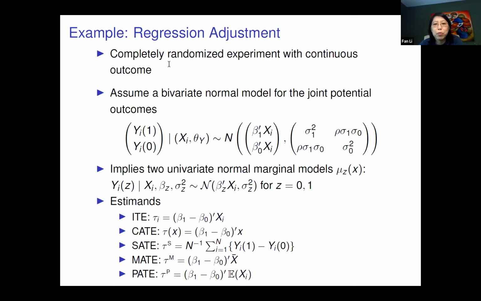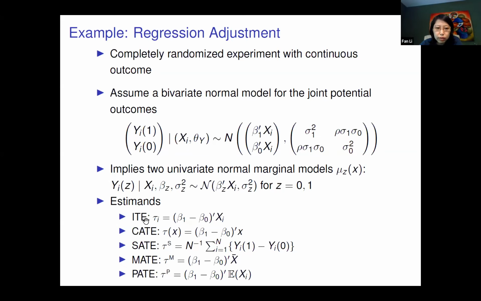Just consider a complete randomized experiment with continuous outcomes. So life is easy. Then we can assume a bivariate normal model for the joint potential outcomes. That's the Y model, right? It looks like this. Again, this is your simplest bivariate normal distribution. This outcome model essentially implies two univariate normal marginal distributions. It looks like this. So this is the simplest model you can think of.